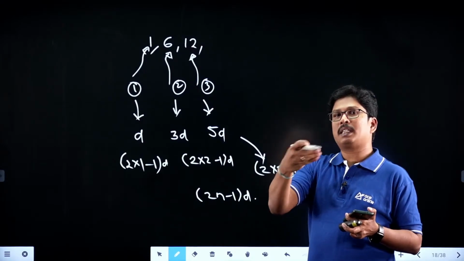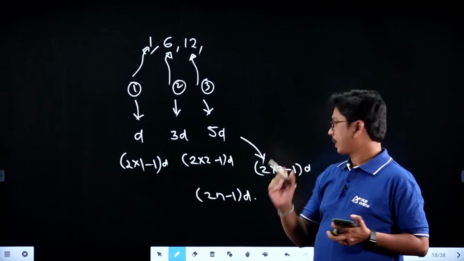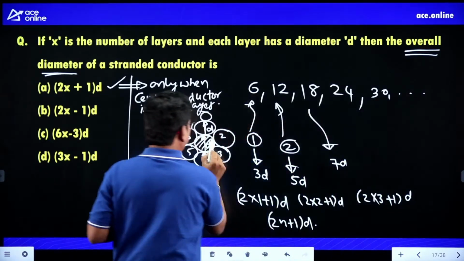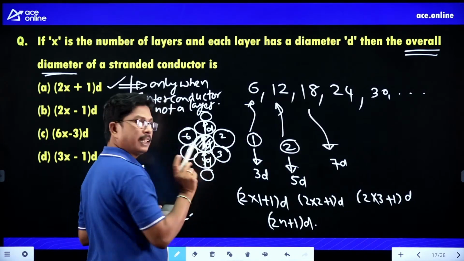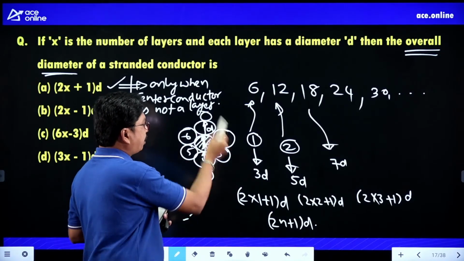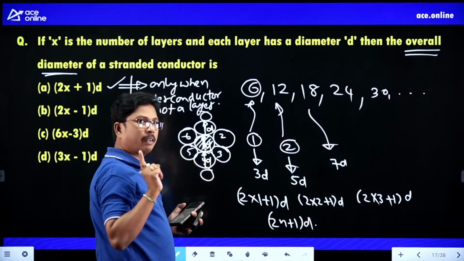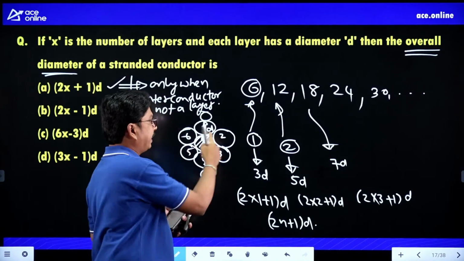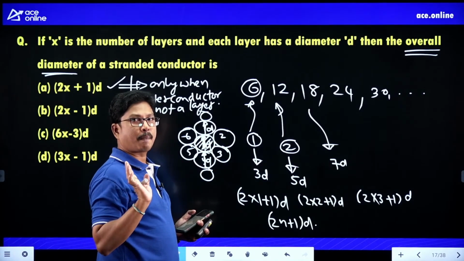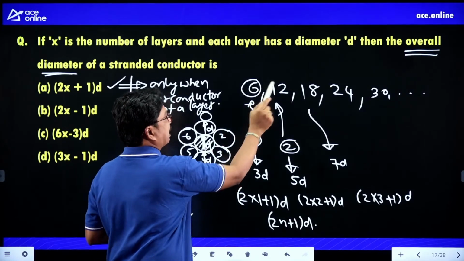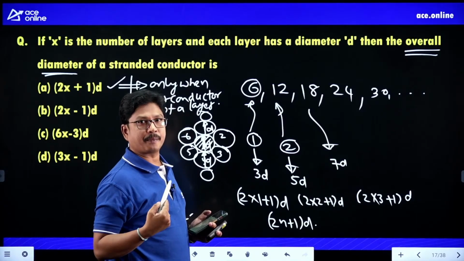Sometimes they will ask what is the number of conductors. See here, just check here. In the center we are having one conductor. In layer 1 we are having 6, in the center we are having 1. So how many conductors will be there? 6 plus 1, it will be 7. Up to layer 2, that is 1 plus 6 plus 12, you will be having 19.